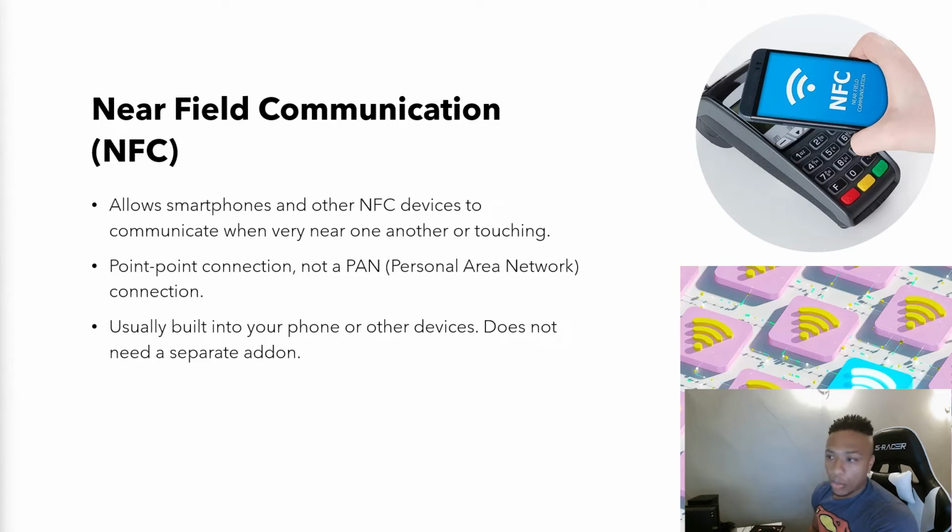So this is point to point. It's not a PAN network or personal area network. It's just point to point. So this is not like Bluetooth where it creates a personal area network. And this is usually built into your phone or other devices. It does not need a separate add-on, guys. Pretty simple. Not much you need to know about NFC. Just remember for the test, if you have to go next to it, point to point, that's probably NFC. If they say anything about paying for groceries or badge access, probably NFC, guys.